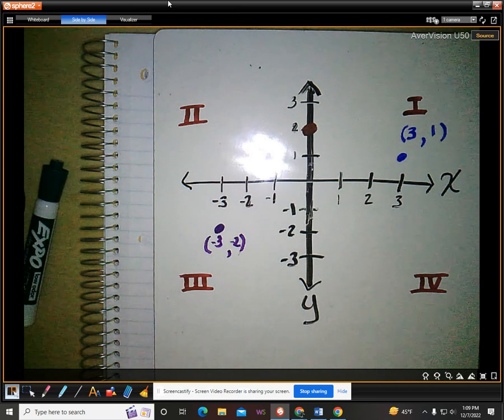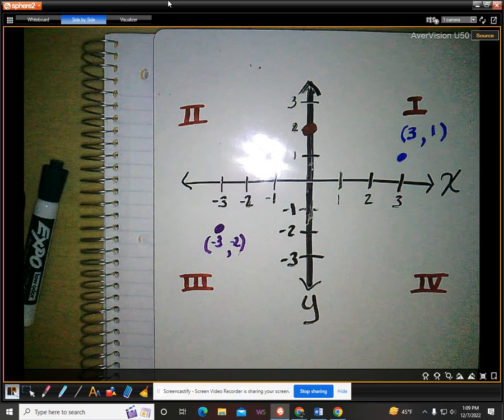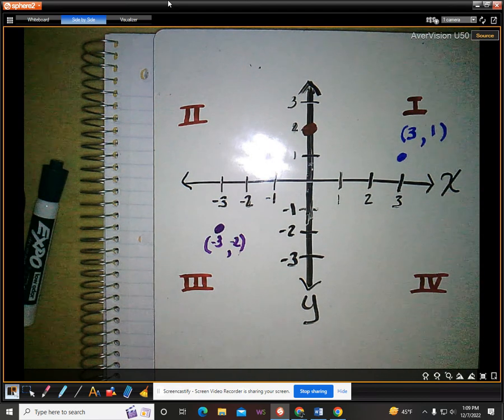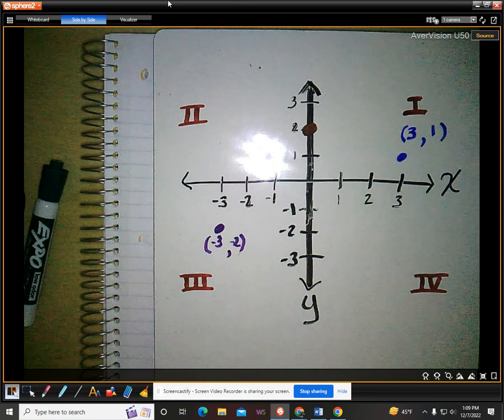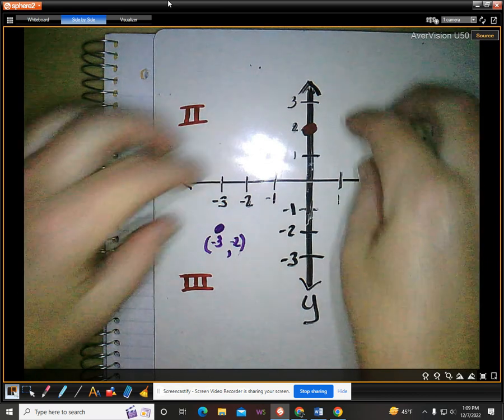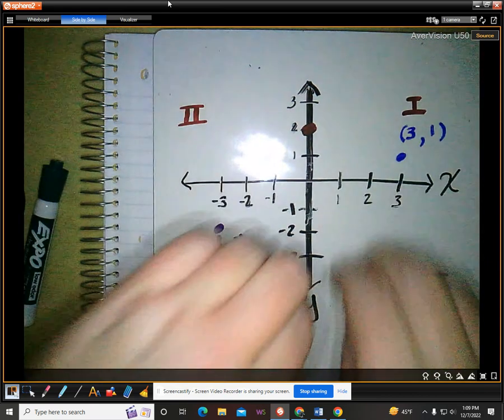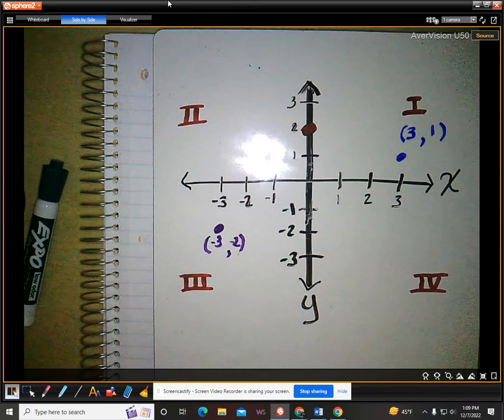And that's exactly what you would put. None. N-O-N-E. It's not in any of the quadrants. None of them. Okay? So that's exactly what you would type. N-O-N-E, none. It has to actually be in a quadrant to be in a quadrant. Okay? Ordered pair.